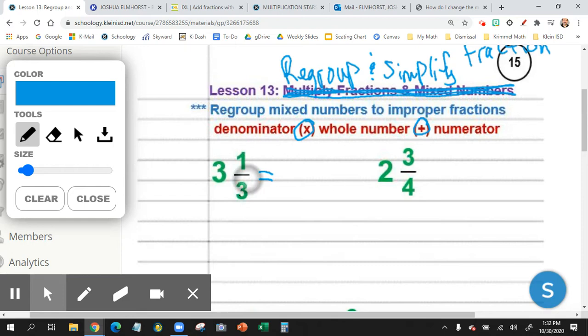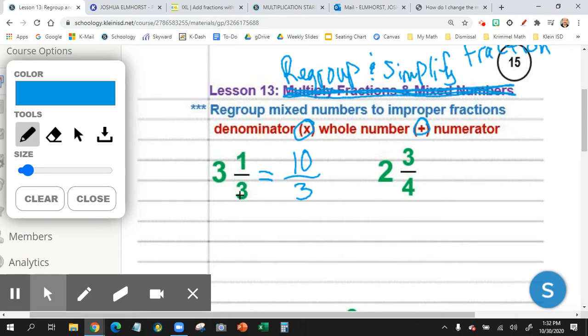We're going to take the denominator and multiply it, 3 times 3. So we have 3 whole numbers, which would actually give us 9 parts in the fraction. So 3 times 3 is 9. And then we're going to add the fraction part that we have already back into the fraction. So we have 9 plus 1, which equals 10 over 3. So this whole number 3 is going to make our fraction larger, and it's actually going to give us back an improper fraction.